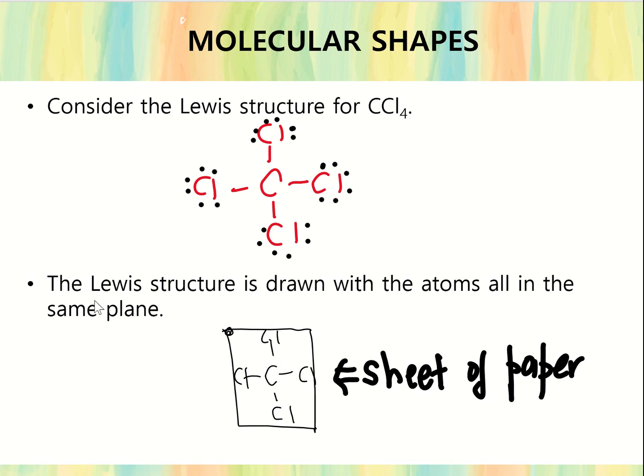This is our structure. The Lewis structure is drawn with atoms in the same plane, right? So here I need you to imagine a sheet of paper. That sheet of paper is all in the same plane. It's flat, right? And that's how we draw a Lewis structure. We're not seeing any other dimension, right? Just one flat structure here, like a sheet of paper.